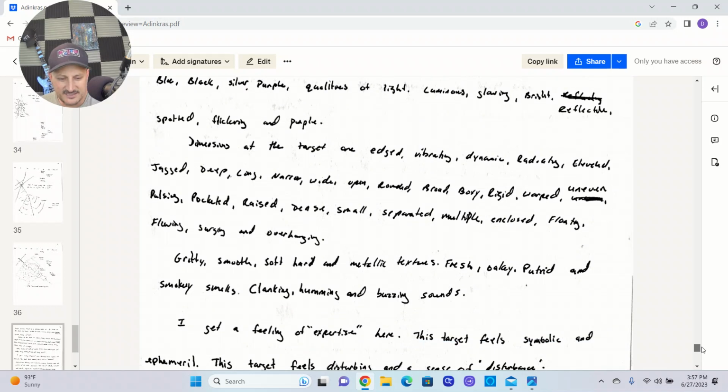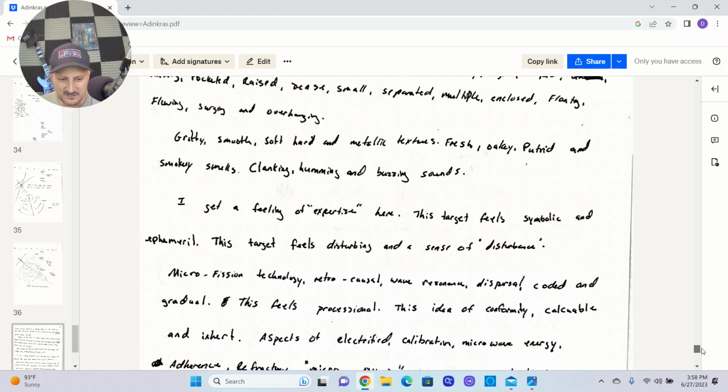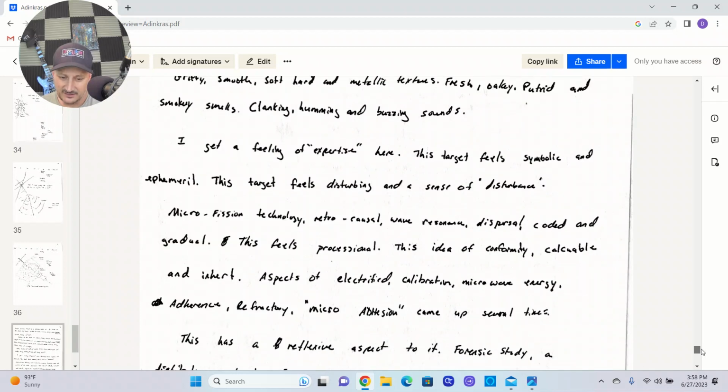I get the feeling of expertise here. This target feels symbolic and ephemeral. This target feels disturbing and a sense of disturbance. Microfission technology, retrocausal, wave resonance dispersal, coded and gradual. This feels processional. This idea of conformity, calculable, and inert. Aspects of electrified, calibration, microwave energy, adherence, refractory, microadhesion came up several times.